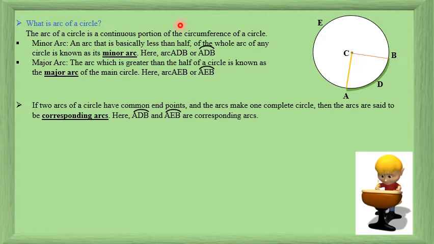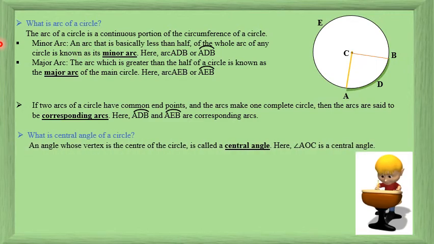Now, if two arcs of a circle have common endpoints and the arcs make one complete circle, then the arcs are said to be corresponding arcs. So, in the same example, if you can see arc ADB and arc AEB do share common endpoints. Point A and point B are common, and together, both arcs form a complete circle, which means these are said to be the corresponding arcs.